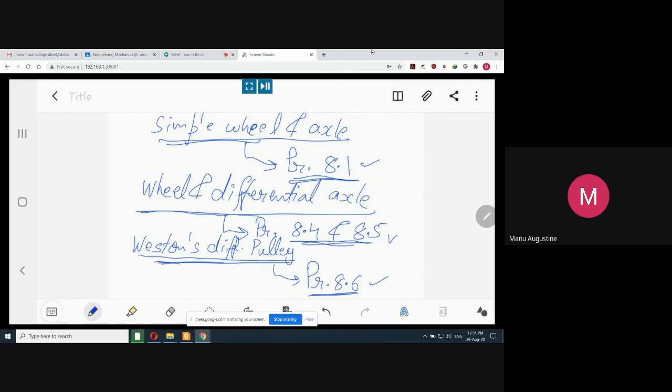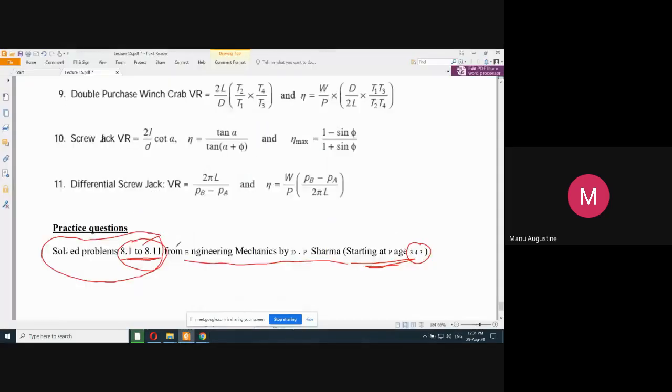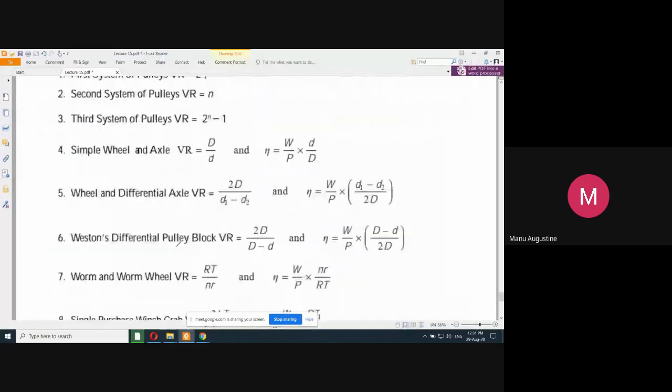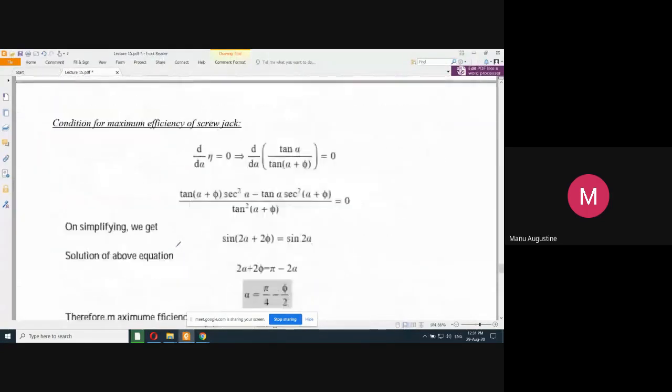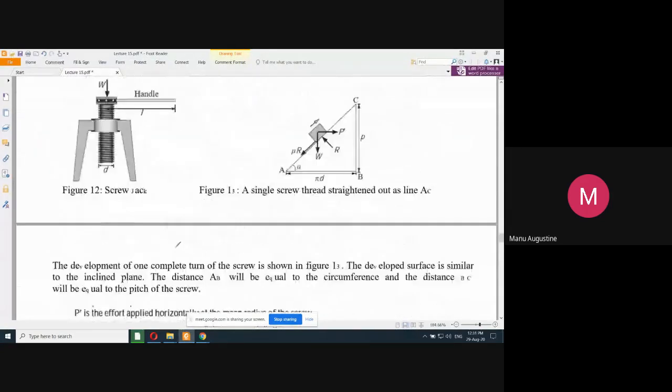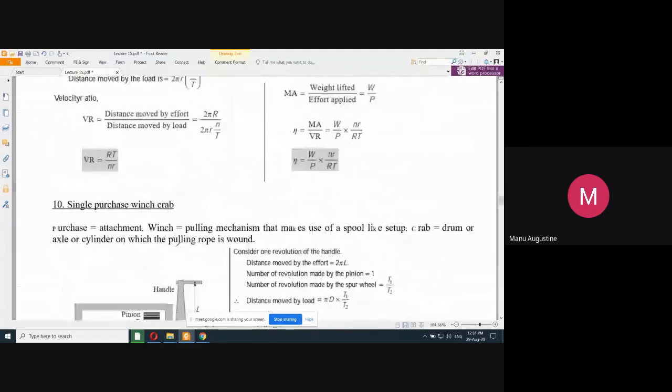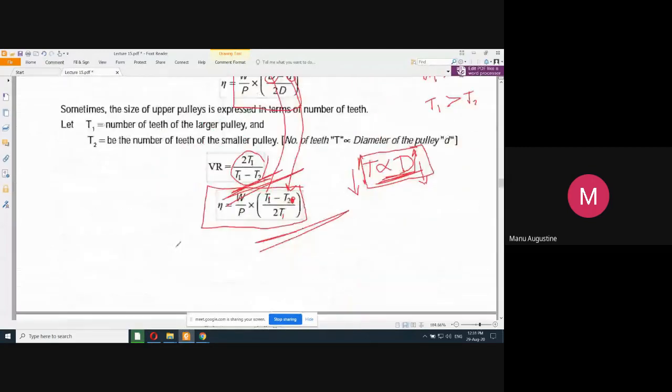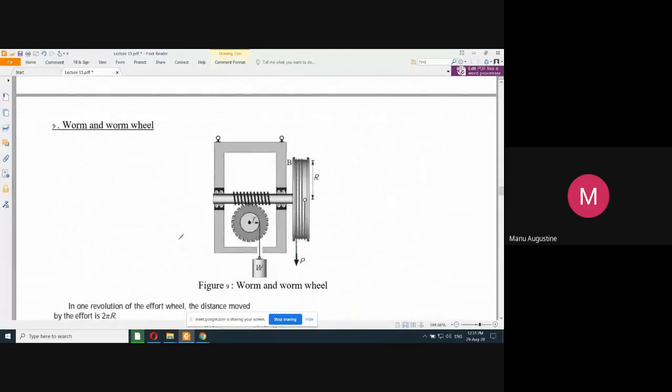We will stop the lecture here, and in the next lecture we will take up a new concept of worm and worm wheel.